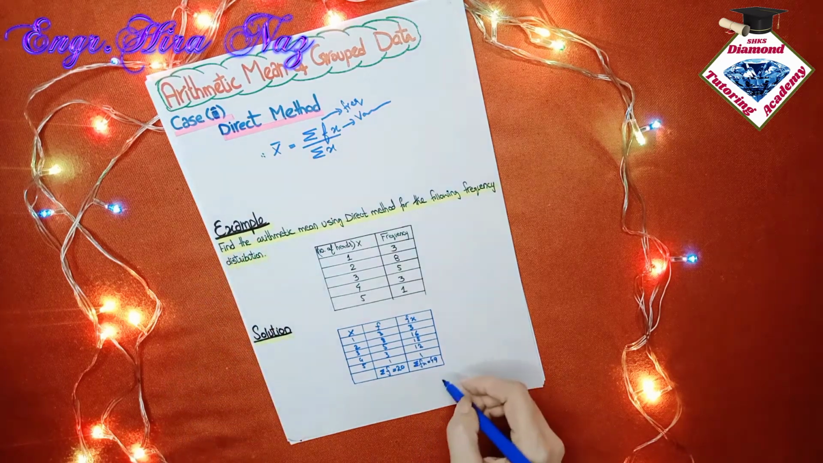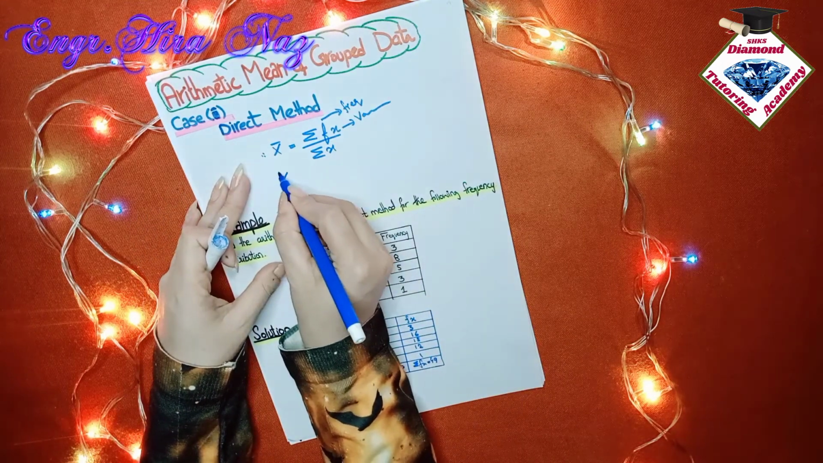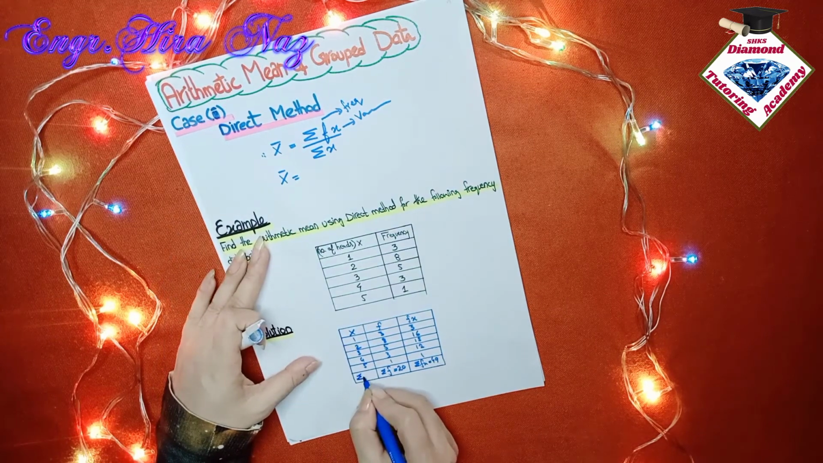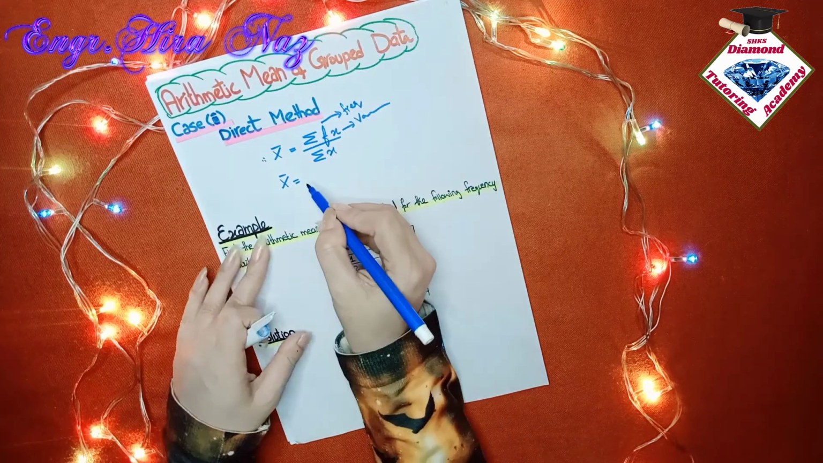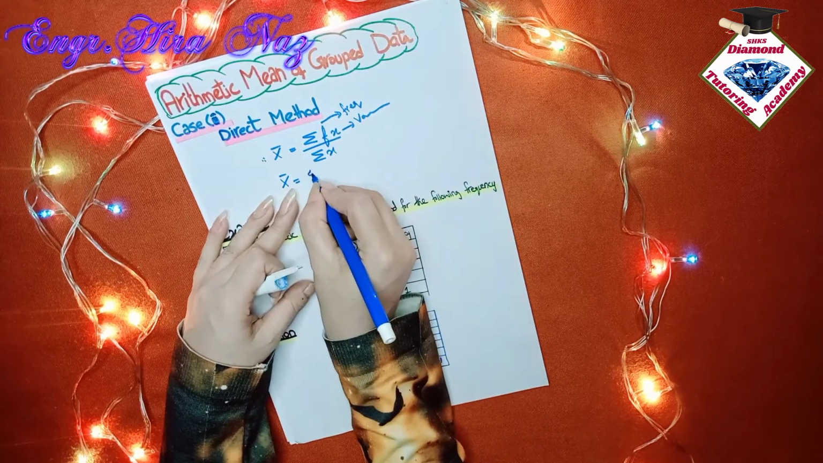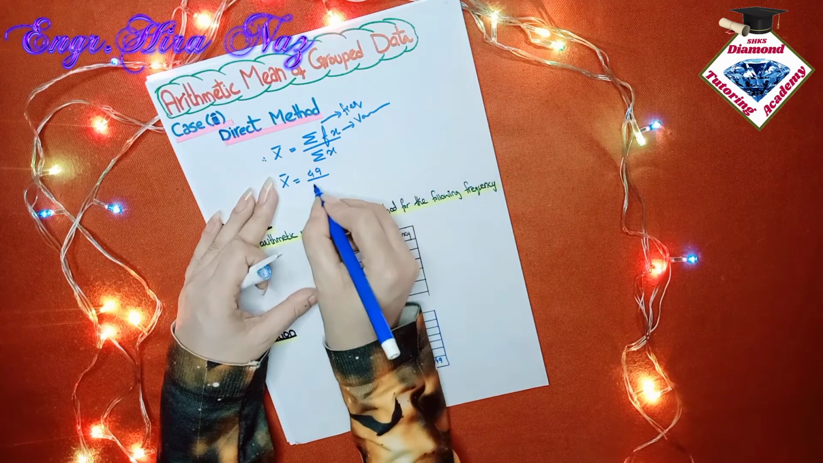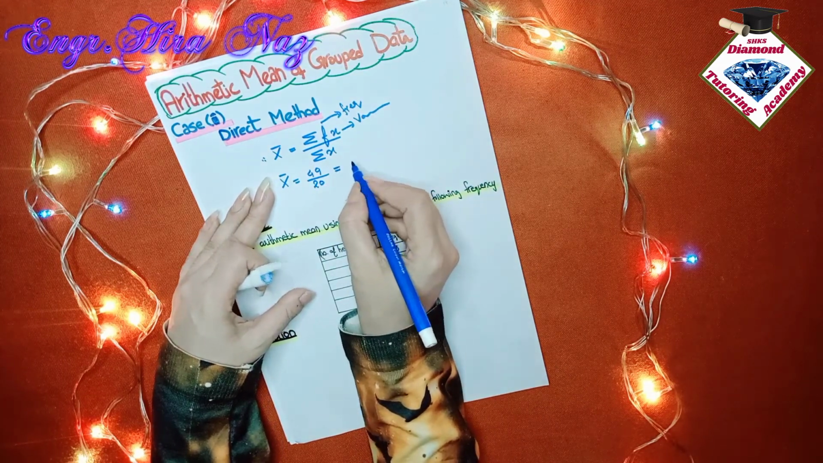Now putting these values back in the formula, we have, you can sum this column as well. Sum of frequencies is 20. So put them here. Sum of fx, so sum of fx is 49 divided by sum of frequencies, that is the frequency column, which gave us 20. So here 49 by 20.